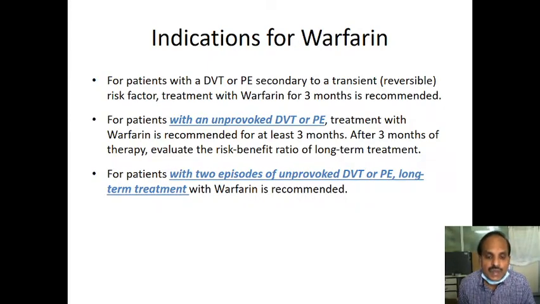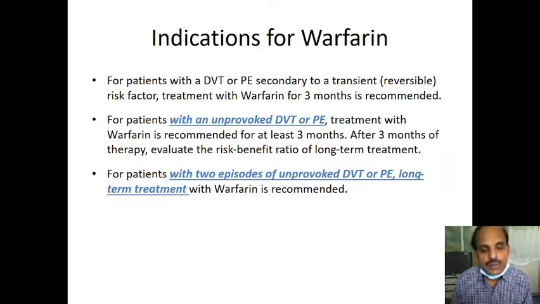If someone has DVT or PE which is unprovoked, give treatment for 3 months. If it is unprovoked and a recurrent episode is there, give for a longer duration. If it is provoked with a cause, give for 3 months. Unprovoked single episode, at least 6 months. Unprovoked recurrent episode, more than 6 months. Clear cause is identifiable, 3 months.